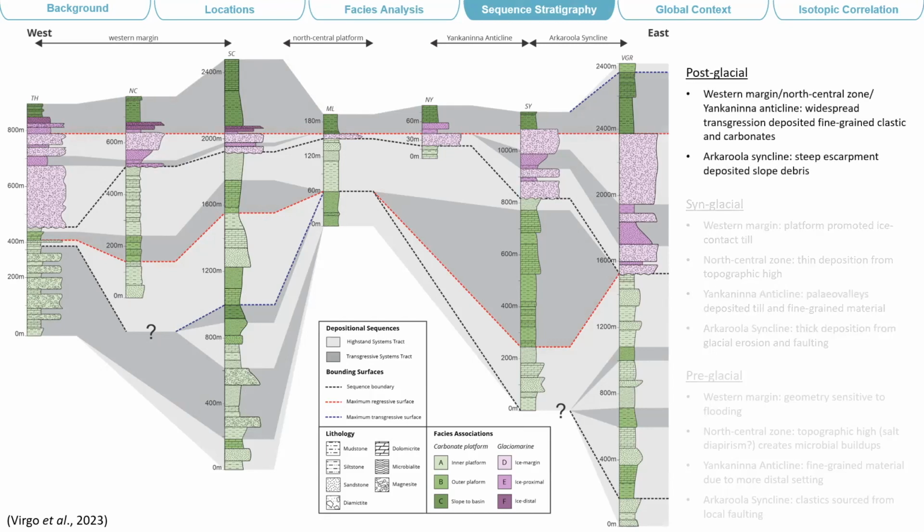In the post-glacial, in most areas, we see this widespread transgression where we move into a more subtidal area and we're depositing a lot of fine-grained clastics and carbonates. The only one that looks slightly different is Arkaroola, which is where we see those slope deposits. So that's likely to do with really steep escarpments and depositing material as slope debris.